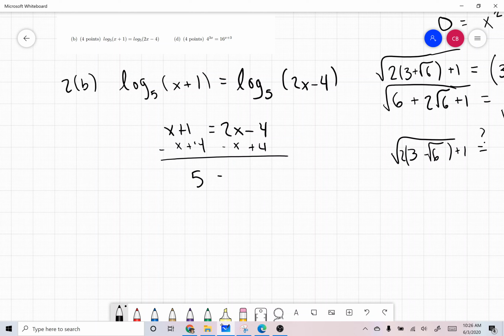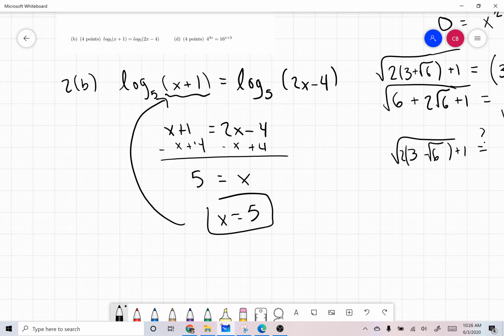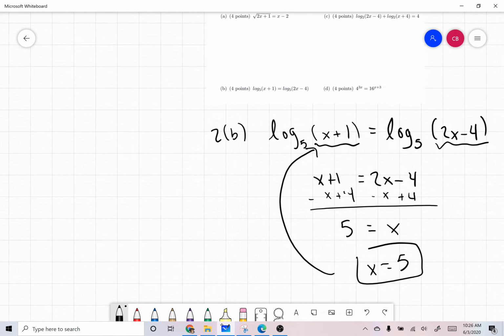This is 5 is equal to x, so x equals 5. If we plug that into here, we have log base 5 of 6 is equal to 10 minus 2, which is 6, so we know that one will work. That one checks out pretty easily. Remember, just make sure that this part is positive in every one, because if it isn't, then it's undefined, and that would mean that it can't be a solution.